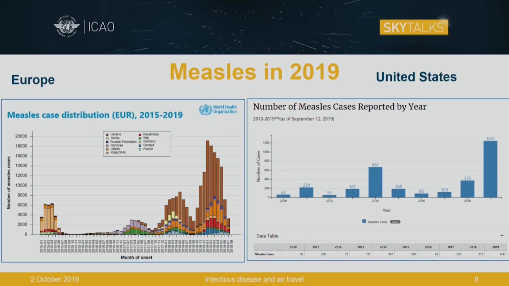The other issue with Ebola is it's transmitted differently than measles, for example. With Ebola, you have to have direct contact with body fluids or persons. Measles gets transmitted through the air. And what you can see here, if we look at Europe and the United States, there has been a sharp increase in measles cases in both these areas.